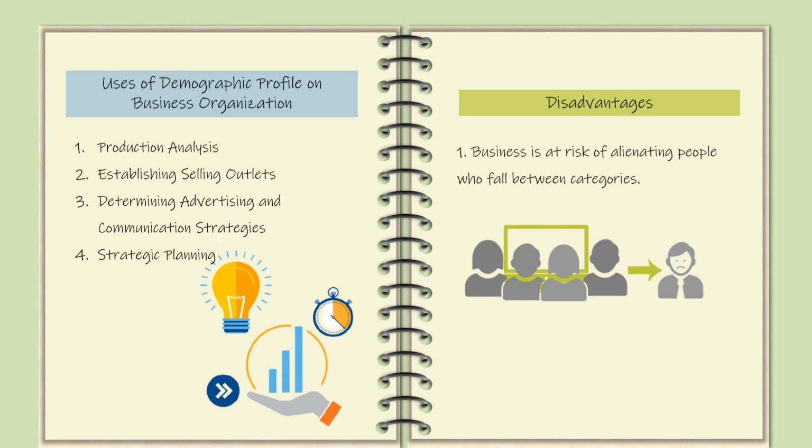There are a lot, but I am only discussing one, and that is businesses at risk of alienating people who fall between categories. So, in conclusion, business organizations must be keen and aware of how the market or the industry will change so they can keep up.